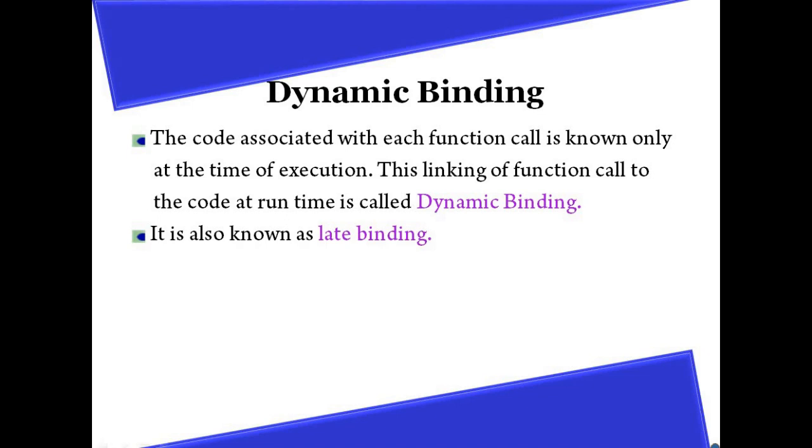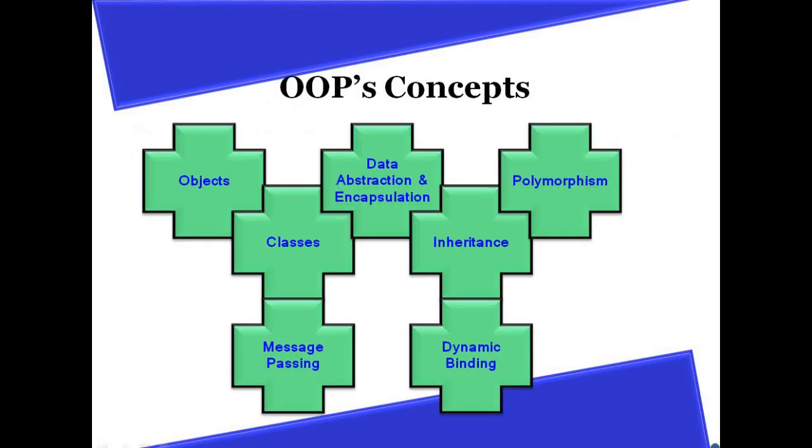The next concept is dynamic binding. The code or definition of a function associated with each call is known only at execution time. This runtime linking of function call to the function definition is called dynamic binding, otherwise known as late binding. The last OOPS concept is message passing.